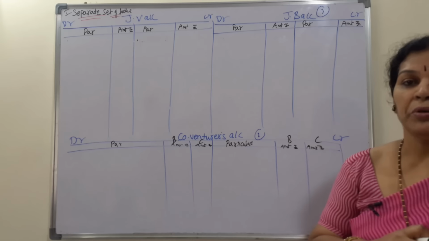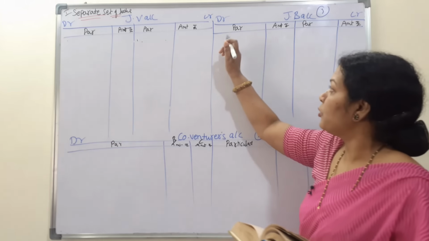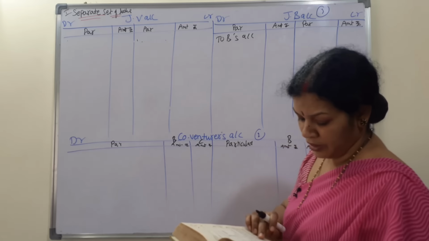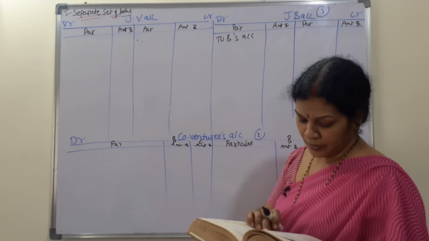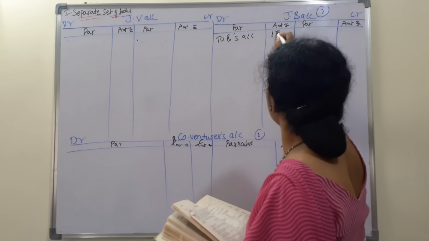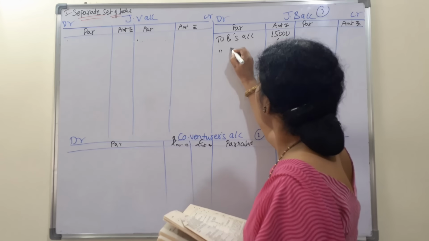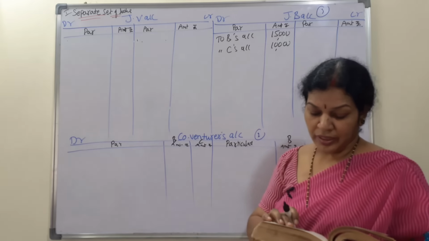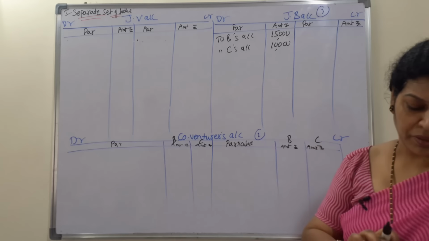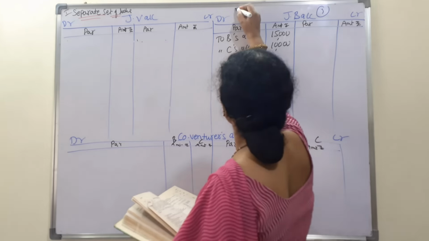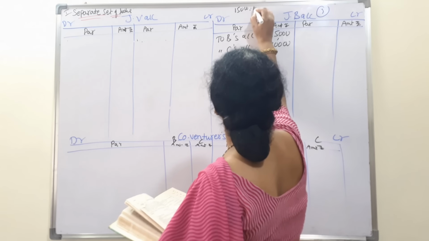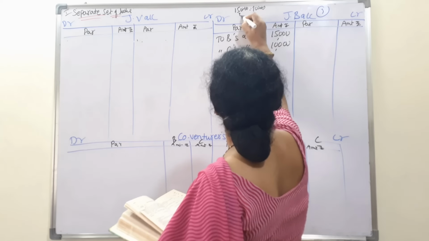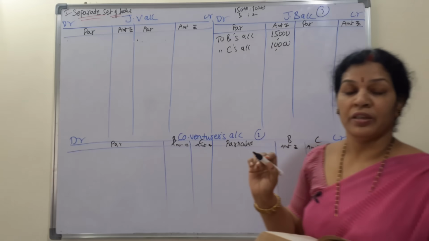When they are contributing some amount to the bank, it comes in the joint bank account to B's account. How much did B contribute? 15,000, and C's account 10,000. They agreed to share the profits in the ratio of their cash contributed. Let us calculate and keep it aside: 15,000 and 10,000 means 3:2. Their contribution is 3:2.